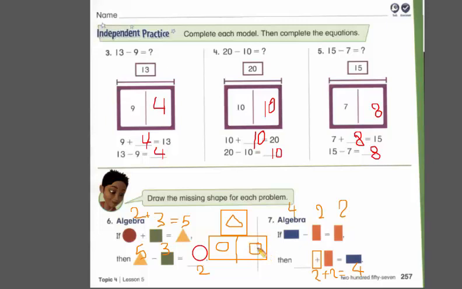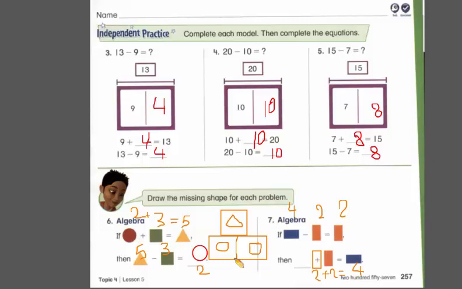Let us do the equation. For addition, I will add the two parts together to get the whole. What are the two parts? The square plus the circle equals the triangle. If I want to do subtraction, the whole, the triangle, minus the part I know, the square, equals the other part, which is the circle. Yes, correct.